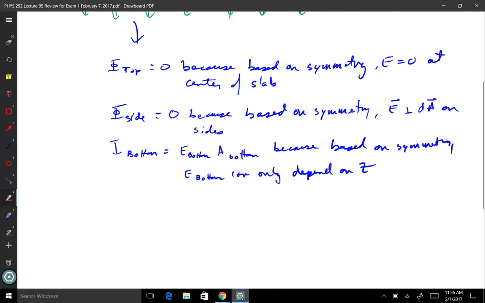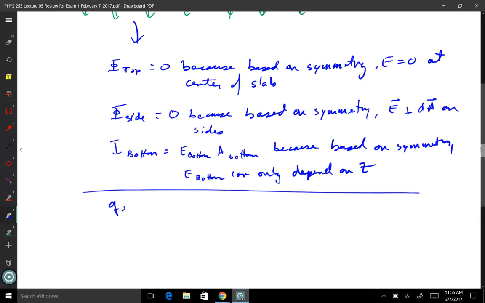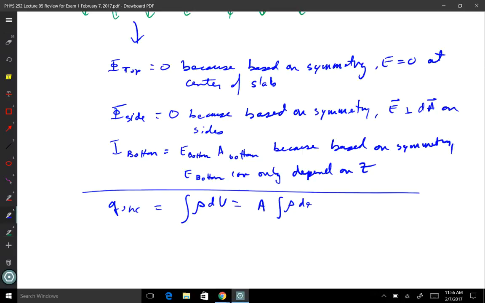So finishing up then, I will go back to the blue way because that's how everyone did it. Charge enclosed is equal to the integral of rho dV, which is equal to the area times the integral of rho dz. Rho was a constant, I believe, in that problem, wasn't it? And so that just became rho, and then my z goes from 0 to d if I'm outside. If I'm outside, the charge ends at d, the half width in that problem.